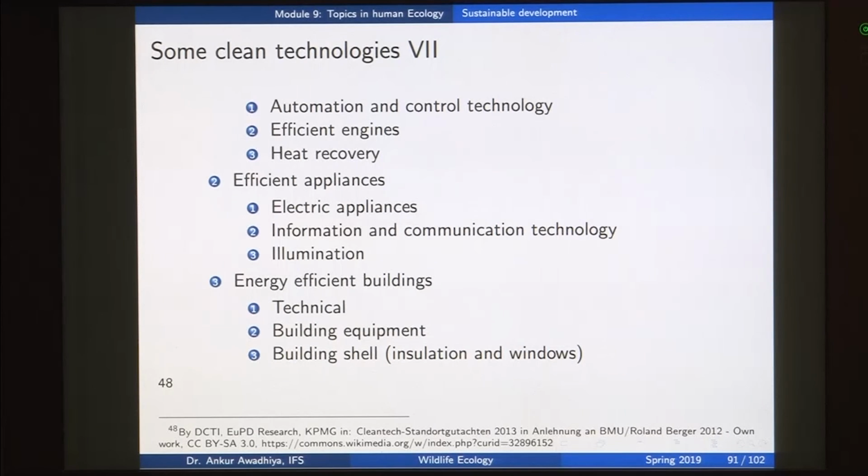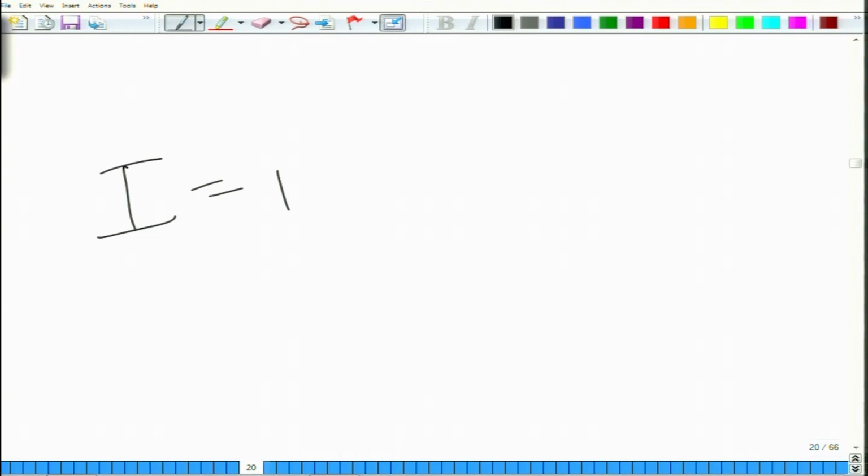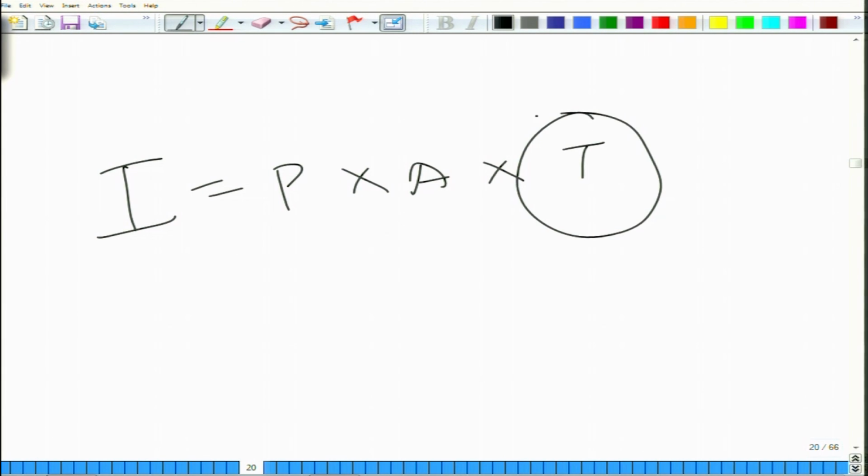So all these different technologies, and things like environmental impact assessment or education, are extremely crucial to reduce the impacts that we have on the environment. When we talked about I = P × A × T, this T can be tinkered with in a way that we are able to reduce the impact, and the way in which we tinker with this technology is what we term sustainable technology, or clean technology, which is essential for sustainable development.